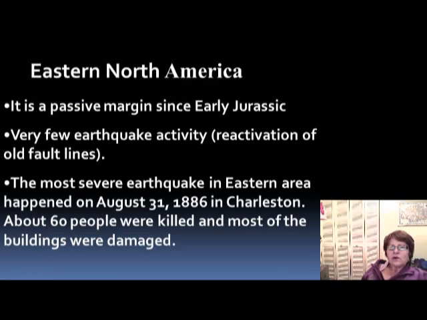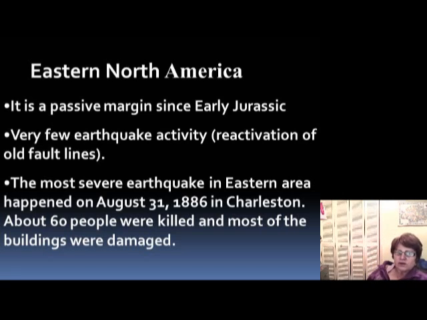So eastern North America has been a passive margin since the early Jurassic. I want you to remember that. It's important that you know the western part is an active margin, but the eastern part has been a passive margin since the Atlantic Ocean got wide enough. That just means that we do not really have earthquakes. We don't have big active fault lines. We do have some earthquakes, and they are related to the activation of old fault lines.